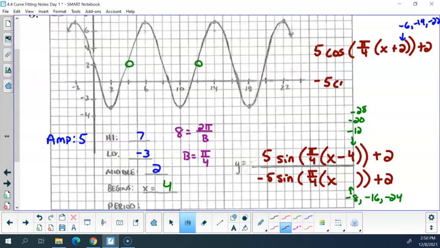Negative 5 cosine pi over 4 x minus 2 plus 2. Could have also gone in here with minus 10, minus 18, plus 6, plus 14. Yep. Questions, comments, concerns, explanations?